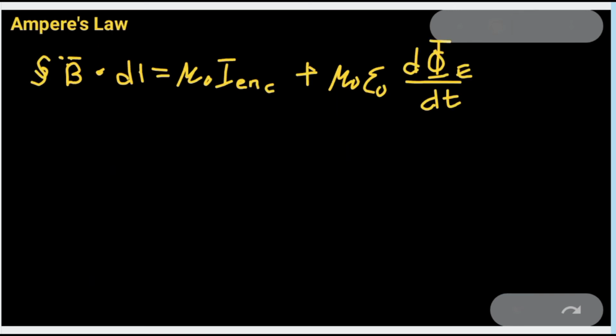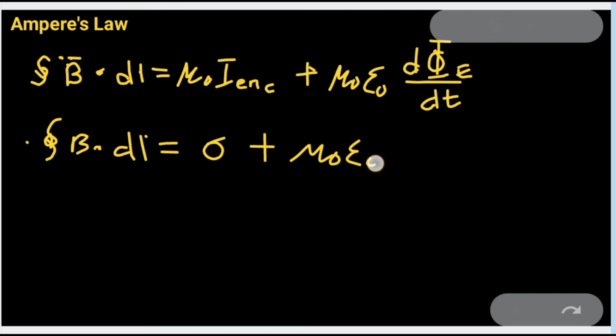Again, the equation for Ampere's law, as we know, is this one. But let's assume that the induction current here is zero. So, the I enclosed is zero. Since I enclosed is zero, B dot dl is equal to zero plus this one. Let's copy this one.